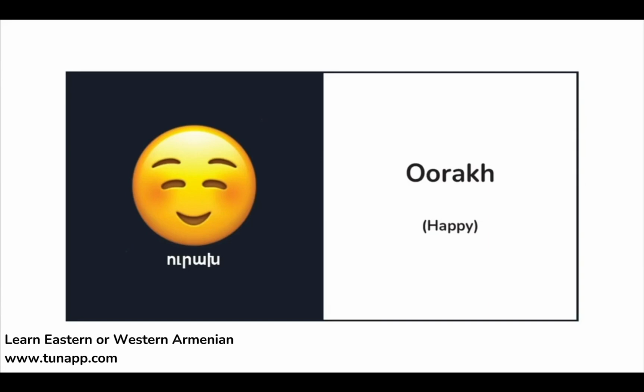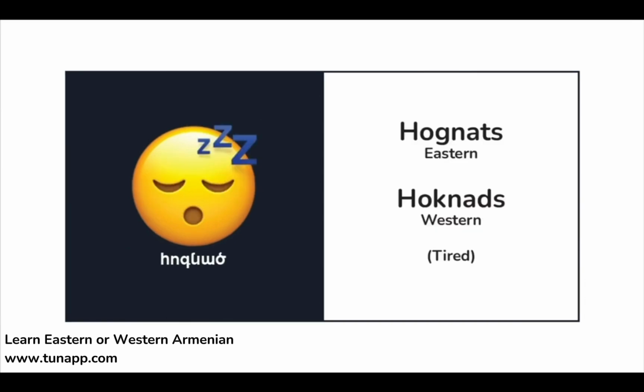Okay, the first word we're going to learn today is urach, meaning happy. Have a look at the Armenian letters on the left-hand side. I know that we haven't learnt all of these yet, but some of them should be familiar. U, R, A, Ch. Urach, meaning happy. Can you say this word? Happy.